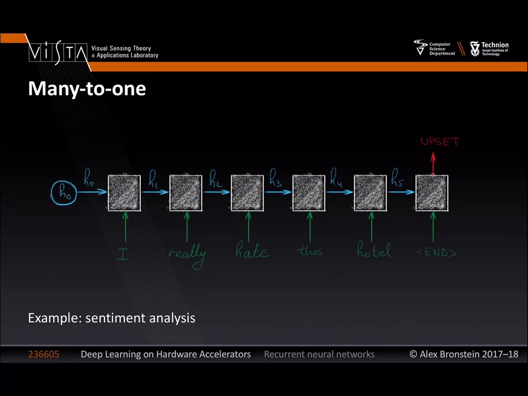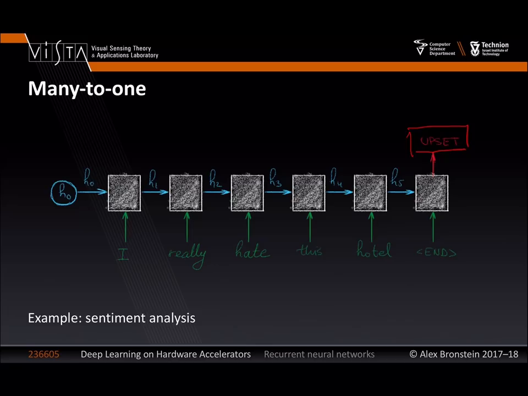I'm crunching the state, updating the state, and I ignore the outputs that I produced until I get to this end literal, and then I do the output, and it gives me, let's say, some class distribution, which tells me that the guy is upset. So for example, this can be used in sentiment analysis. I would like to analyze the general mood of the person writing this text. Arguably, it's an important application.